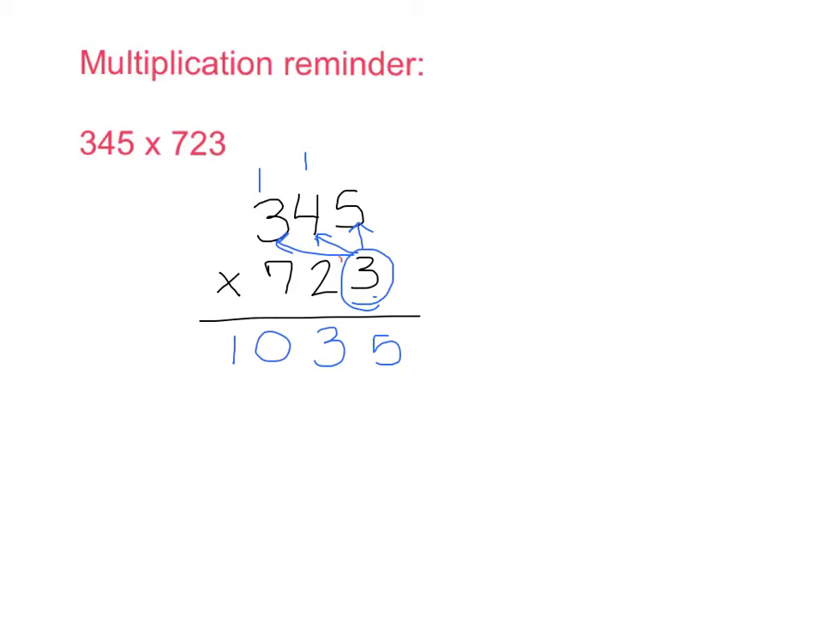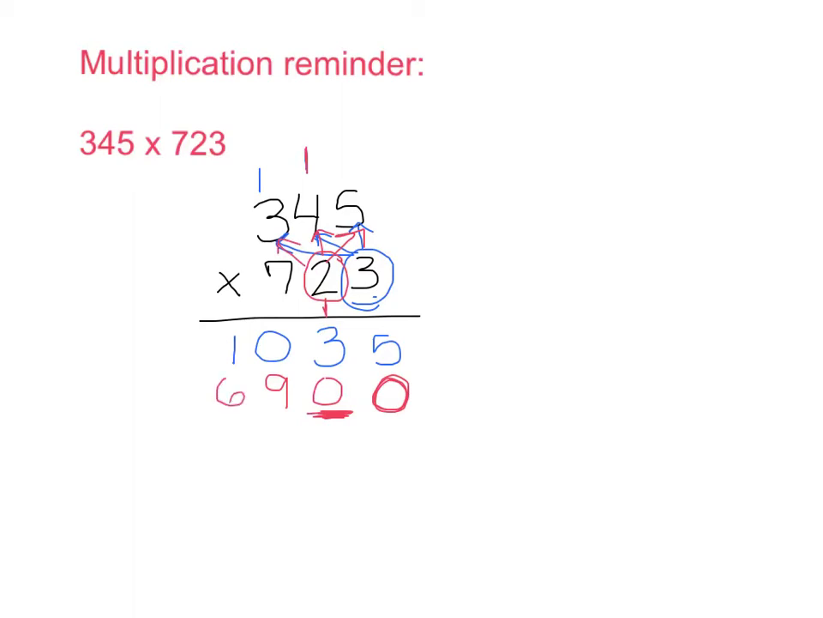Then I go on to the next number. I begin with the 2. Since I'm in the second row, I can put a 0 here as a placeholder, and I always start in the second place over from the right. 2 times 5 is 10, so I put a 0, carry the 1. 2 times 4 is 8, add the 1 is 9, and then 2 times 3 gives me 6.